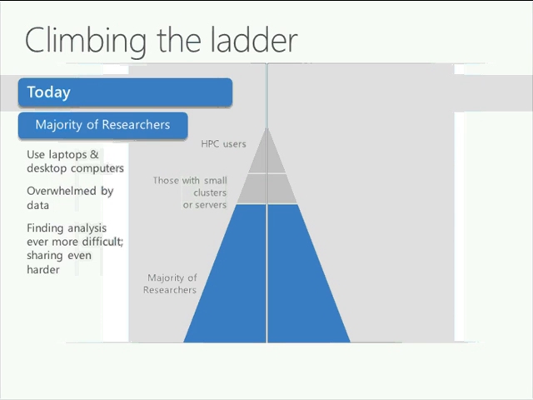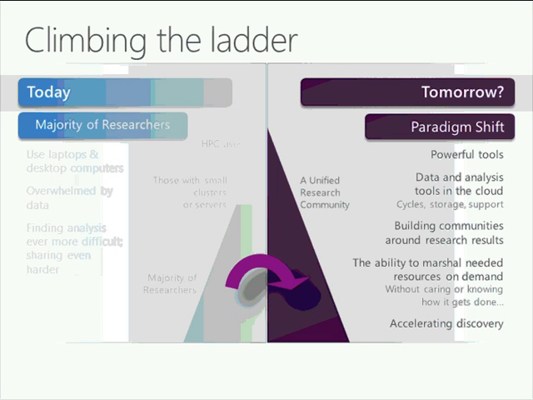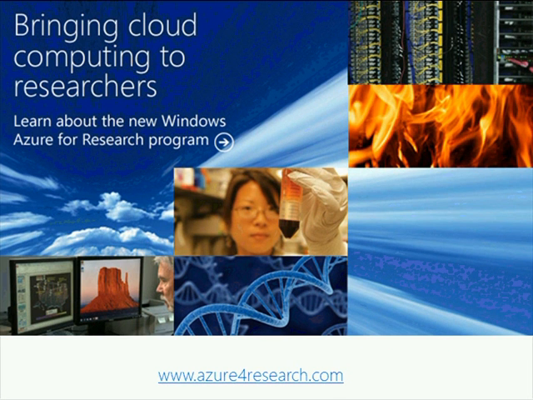To move to a world where we have a unified community where those supercomputer users and cluster users are able to more readily distribute and disseminate their data so that other scientists and researchers can make use of it. And then once that data is available, the ability to run analysis against it using the cloud, and to marshal resources, so not caring or knowing how some computation gets done, because as a scientist you just want to get on with the science. And that's the sort of world that we're hoping to move to, and that's what our Azure for Research program is really aimed at.